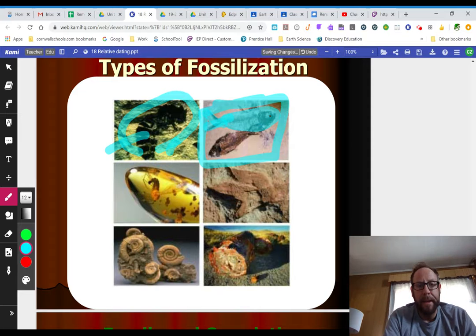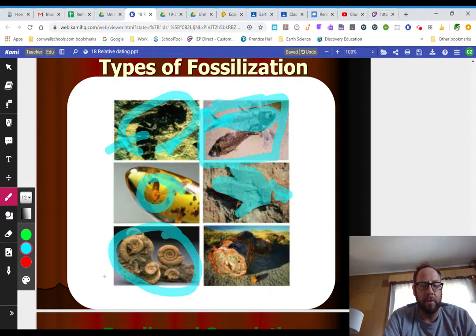Okay, here we have insects in amber. If you're a Jurassic Park fan, you probably have seen this. Amber is sap from trees, and insects get stuck in it. Here we have a dinosaur footprint. This is a trace fossil. This is indirect fossil evidence. It's an imprint.